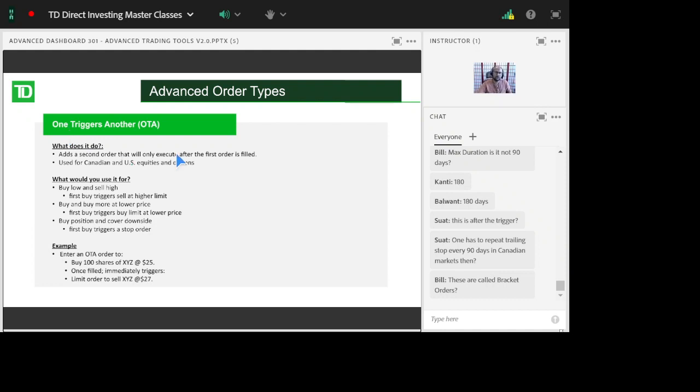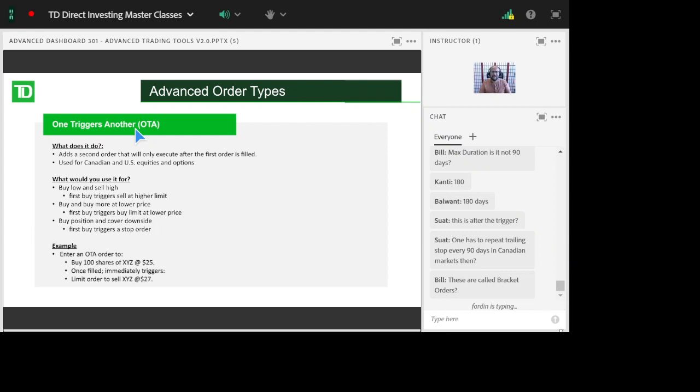Let's talk about an OTA order. In an OTA order, multiple orders are placed together. In OTA and OCA, there are going to be two orders put together, and I'll explain what the difference is. Just remember there are two orders placed. With the OTA, first of all, think of the name and what it means: one triggers another. The first order is your primary order, and only once that first order triggers or gets executed, not placed, remember I'm making the distinction, it doesn't just mean when it gets placed, but when it gets executed or filled, only then will the second order become active.